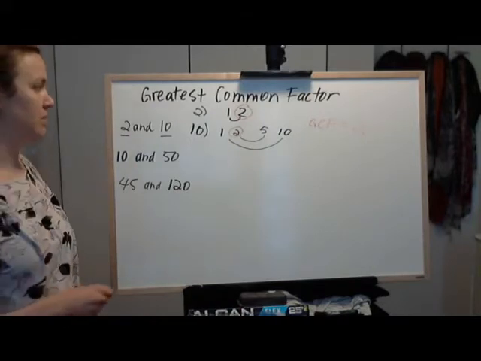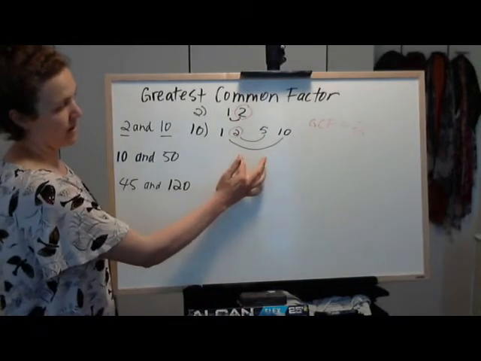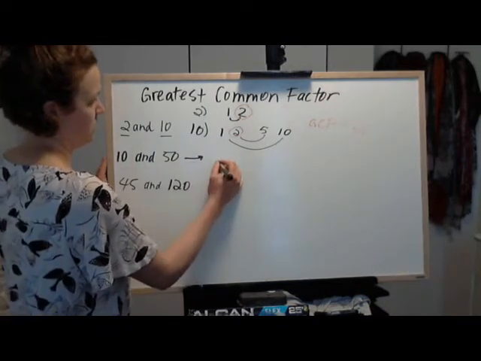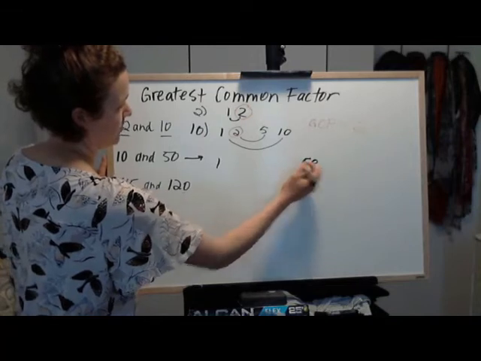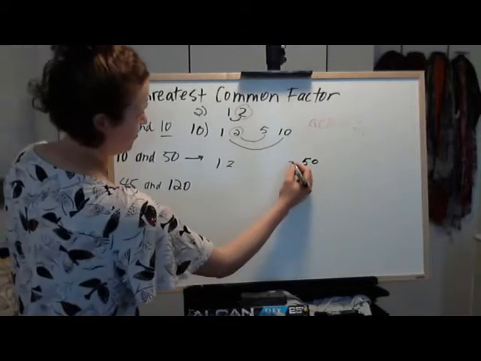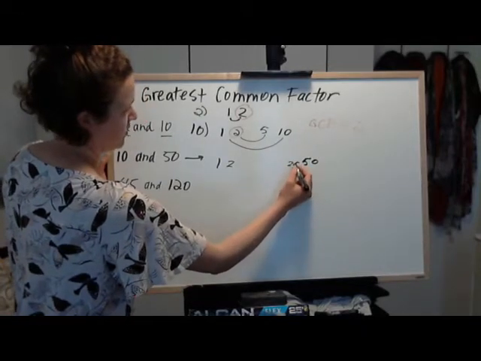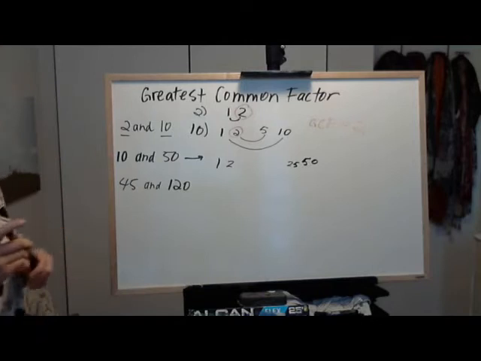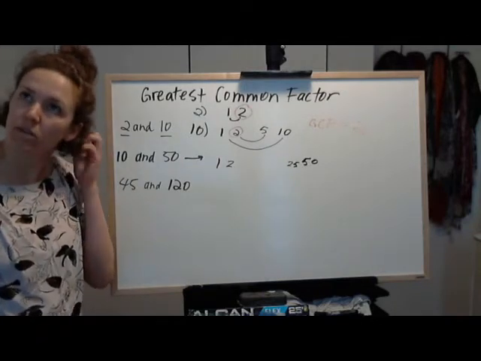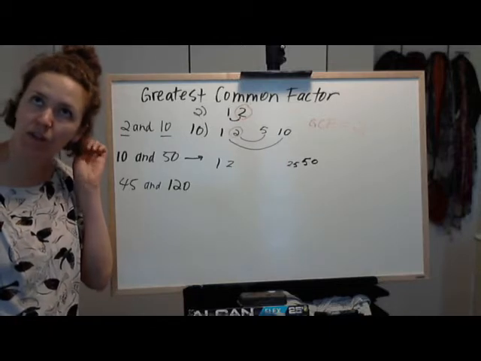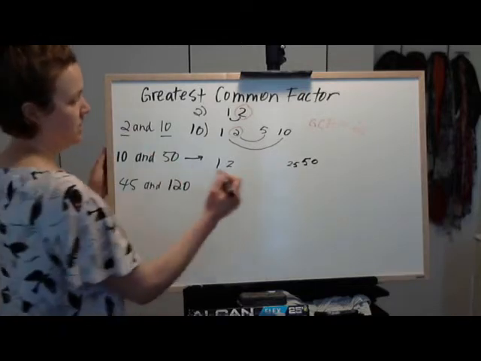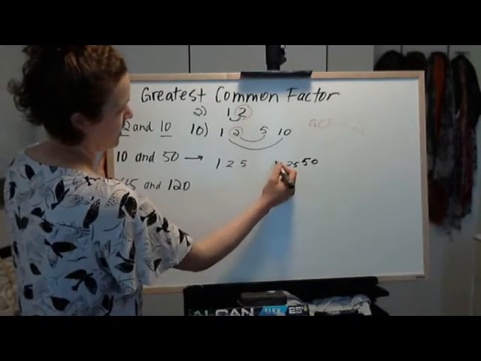Let's do 10 and 50. We already have the factors listed for 10 here, so we just have to do 50. So 1 and 50, 2 and 25. 3 does not go evenly into 50. 4, well, half of 50 is 25, and you can't split that in half again, so 4 doesn't go into 50. 5 does. 5 times 10.